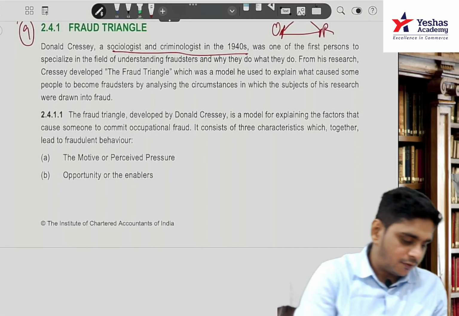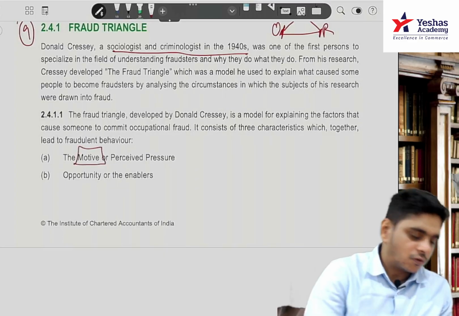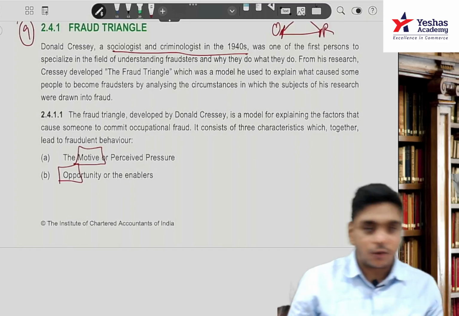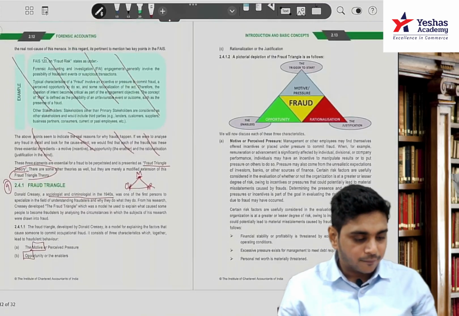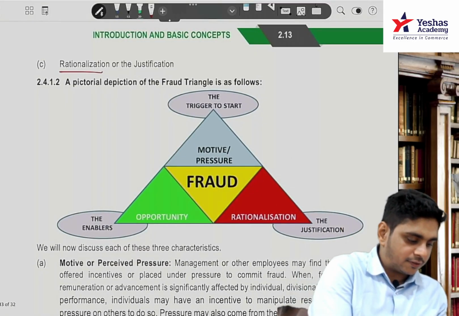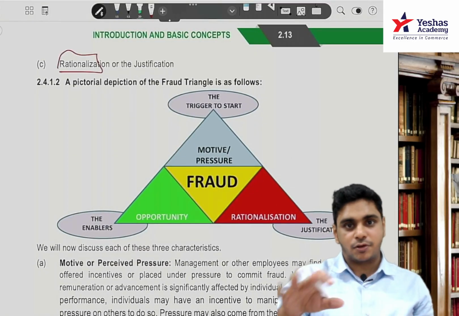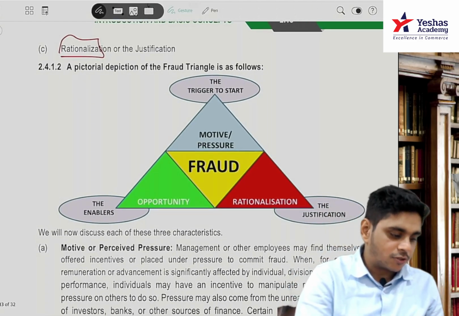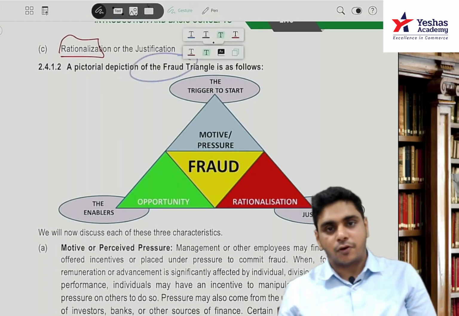Okay, the first one is the motive or perceived pressure. O is the opportunity or the enablers. R is the rationalization or the justification. The same way they have written. Trust me, I have not seen this. Same way, MOR, more. Now, the pictorial depiction of the fraud triangle.